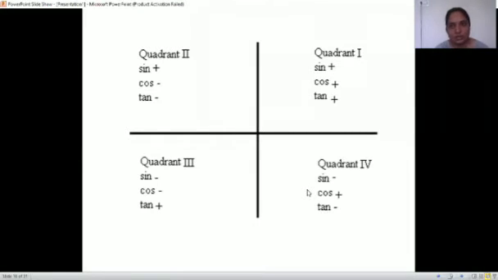Cos of 2 pi by 3. Minus 1 by 2. Okay. You have written pi minus pi by 3, right? So in the second quadrant, cos is negative. What will be the value?